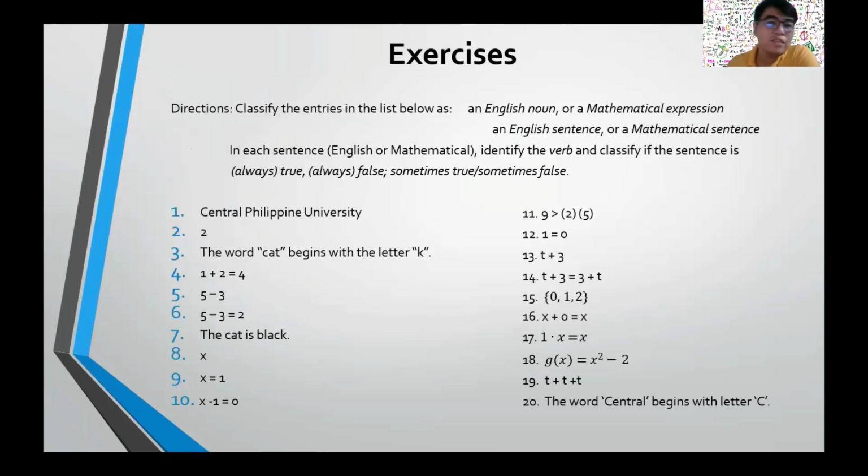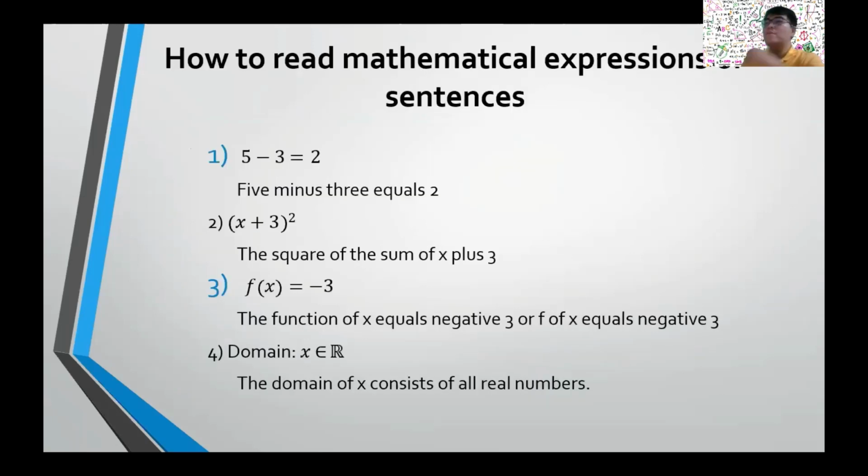So these are exercises that we could do on our own in order for us to practice and learn more with this topic. So now let's proceed to how to read mathematical expressions or sentences. In number one, that's 5 minus 3 is equal to 2. In number two, that's an expression, it's the quantity x plus 3 squared. Or we could say that it is the square of the sum of x plus 3.